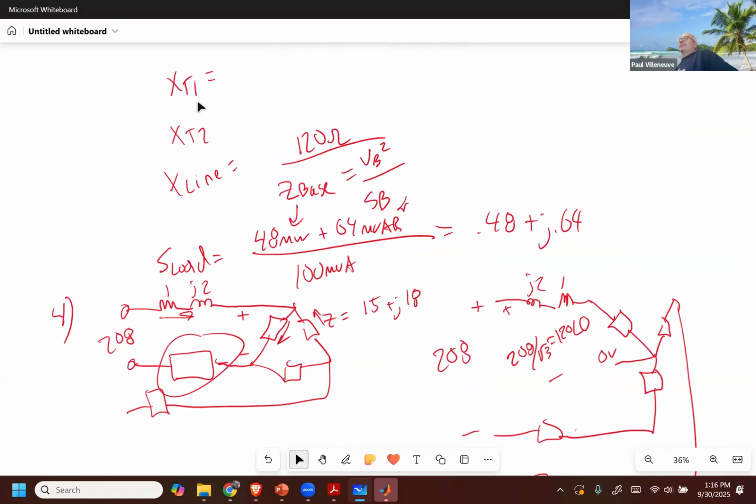So that would be like 0.48 plus J0.64 per unit power. So you can have J in your... Absolutely. S is a complex number, isn't it? As P plus JQ. So yeah, S can be a complex number. Yeah. But P and Q cannot. I see.